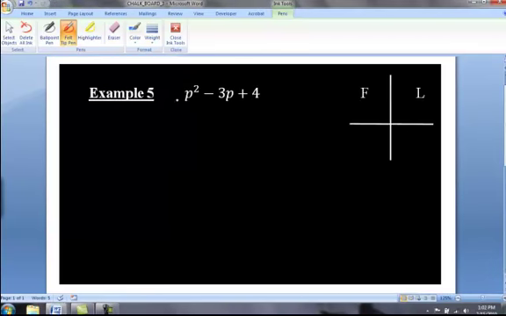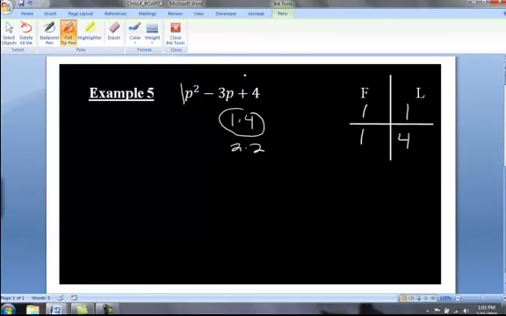Example 5 is another trinomial that we need to factor. So let's put a 1 right here. So our first terms would give me 1 times 1. That's what gives me 1 squared. The last term is 4, so that's either going to be 1 times 4 or 2 times 2. Now remember, we're trying to get 3, so let's use 1 times 4.